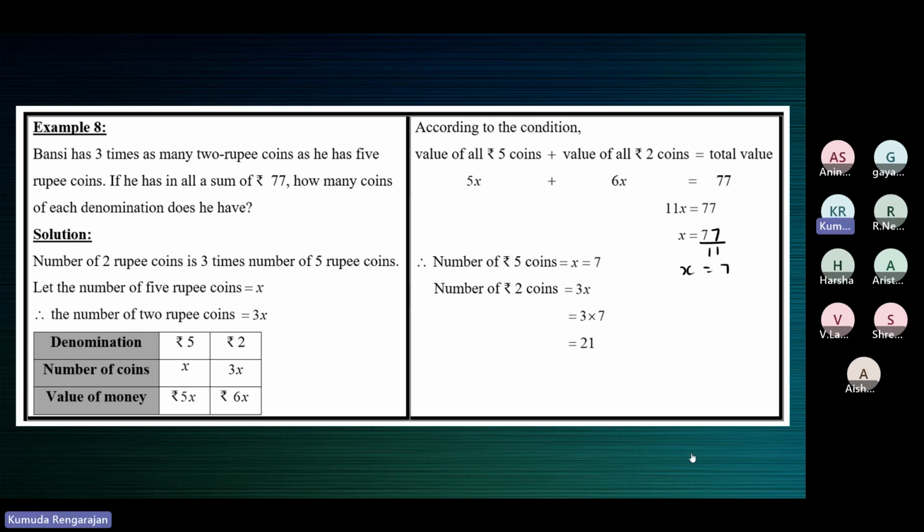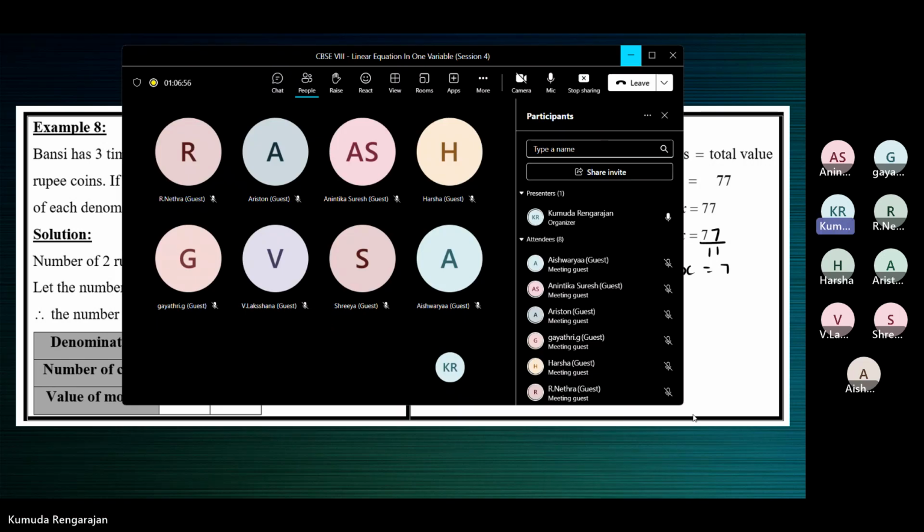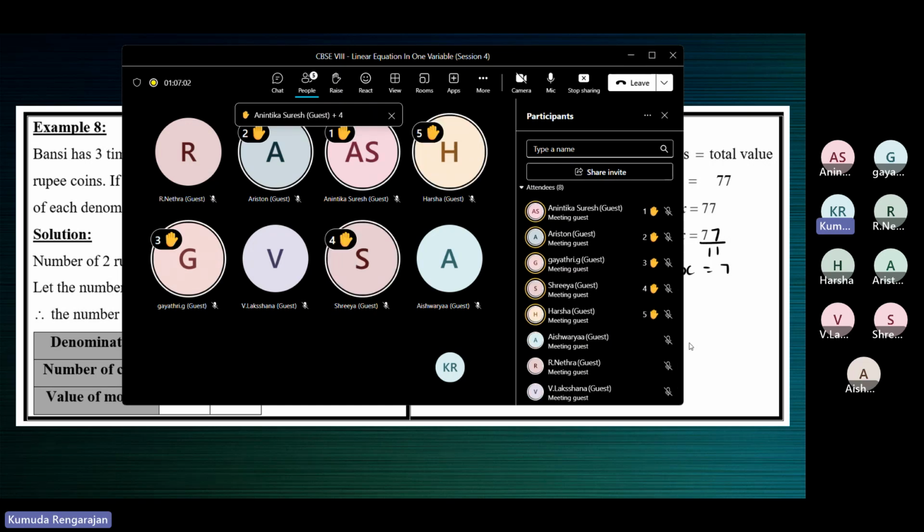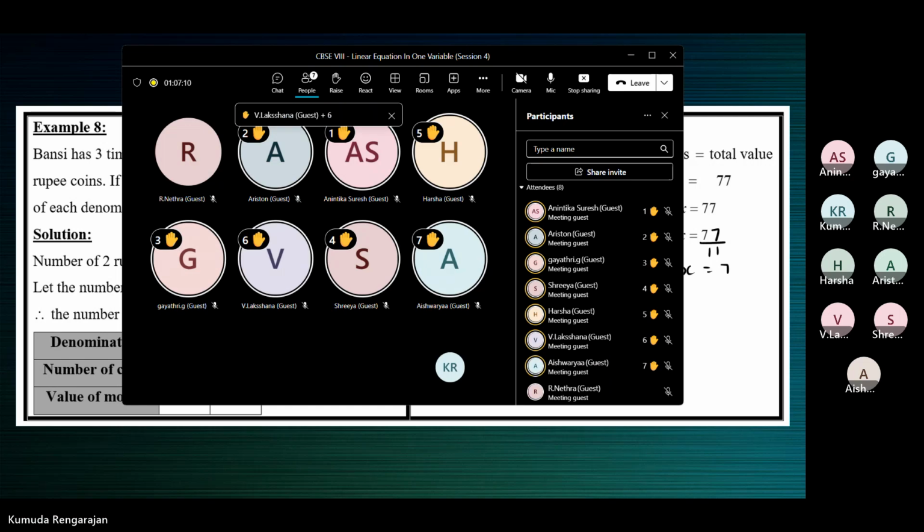Okay, class, use the emoji, raise your hand. Use the raise hand option, raise your hand, class. Anantika, Ariston, Gayatri, Shriya, Harsha, Ashwarya, Netra, Lakshana, are you all there? Ma'am, 1 minute, ma'am. Okay, so you're there. Okay, fine. Very good. All right, children.